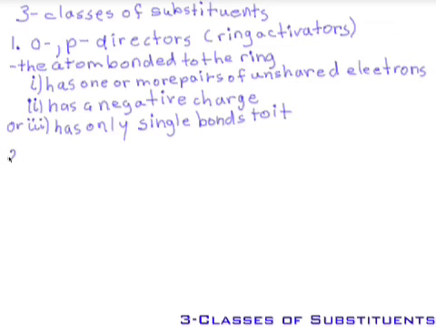The second class of substituent. Before I go on, note that these three rules are OR rules. You don't have to meet rule 1 and 2 if you have rule 3. That is, you can have one or more pairs of unshared electrons. But if you have no unpaired electrons and no negative charge but only have single bonds, then you're also an ortho-para director. So if you meet any one of these three conditions, you will be an ortho-para director and ring activator.